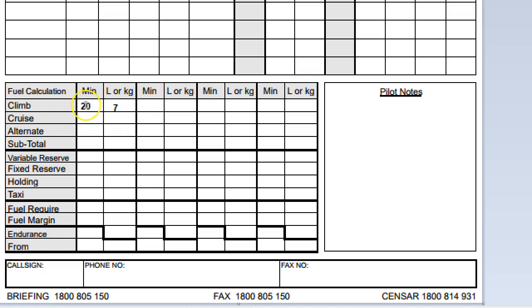So the first thing you do is you put in your climb amount, and then you estimate that. So let's say we're going to use 21 litres per hour for this aircraft. At climb we use 21 litres per hour, and then we're going to climb for 20 minutes. So that 20 minutes is a third of an hour, a third of 21 is 7 litres. So that's how we came up with that. Okay, now let's use nice round figures just to make this fairly quick.